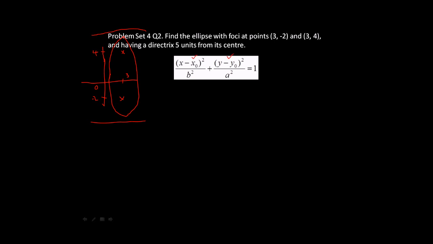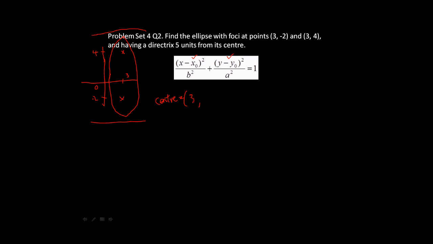So the way to find it is similar to the first example. So we have the center equals to something. Now we know that the x coordinate of the center already. Why? Because it lies on the same line as the foci point. So we have the x coordinate 3.